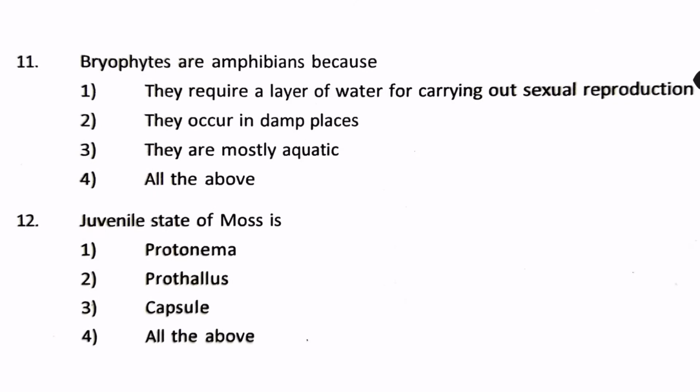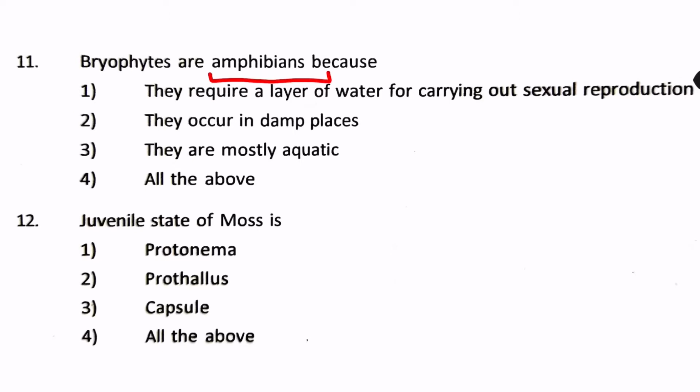Bryophytes are amphibians because, first of all, what are amphibians? By amphibians we mean that these plants can stay both on land and in water, that is terrestrial as well as aquatic. Now the options are: first, they require a layer of water for carrying out sexual reproduction. They occur in damp places. They are mostly aquatic, and all of the above.